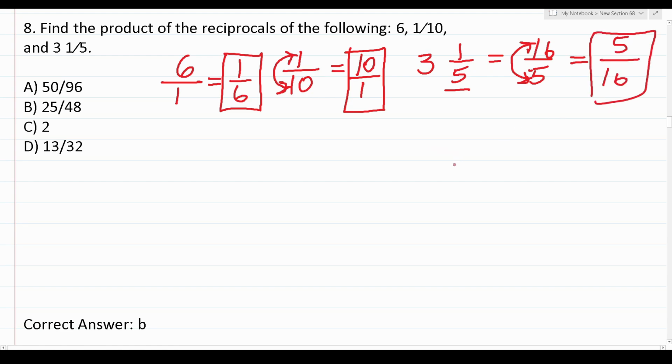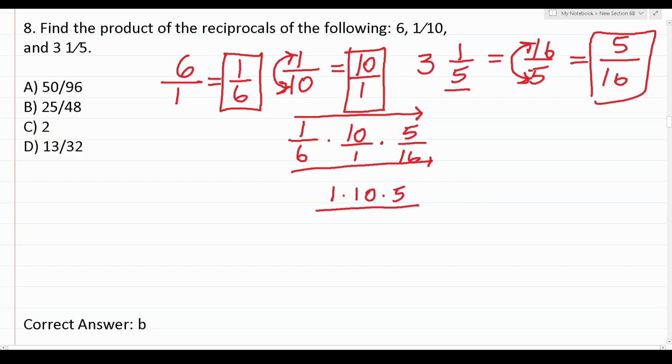And again, now that we found all the reciprocals of these numbers, we want to find the product of these reciprocals. So this problem becomes 1 over 6 times 10 over 1 times 5 over 16. That is to say, we're multiplying these fractions together. And when you multiply fractions, all you really do is multiply straight across. There's no real tricks to it. So this becomes 1 times 10 times 5 over 6 times 1 times 16.